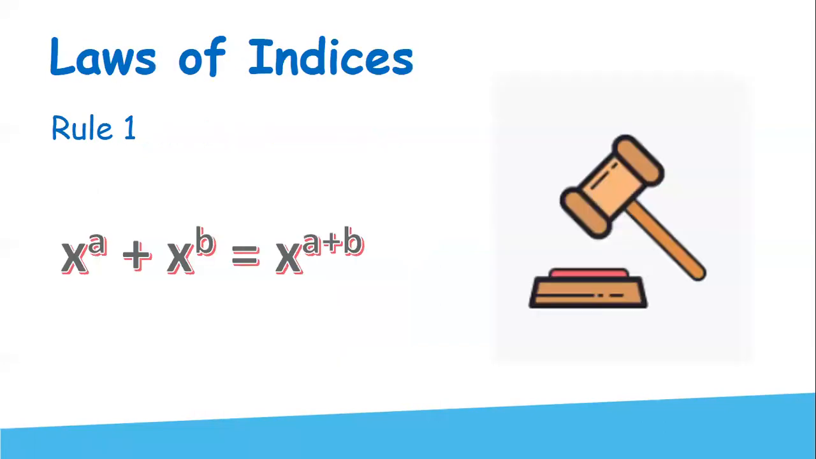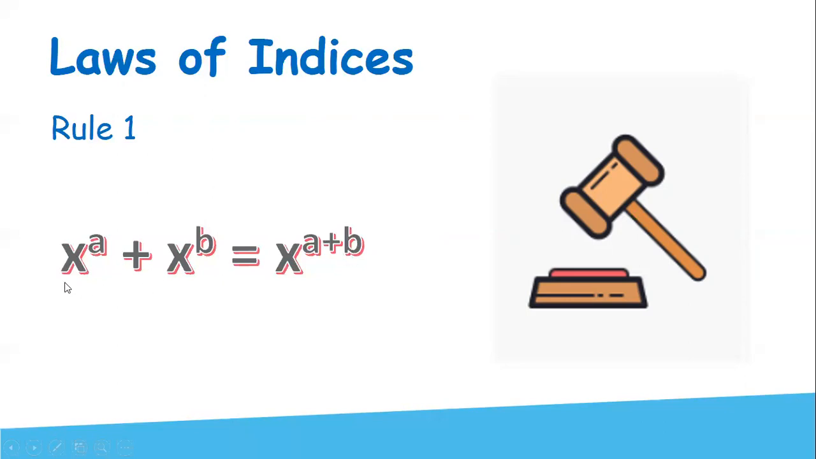Now, let's look at the laws of indices. There are about 6 laws of indices, but today we'll be looking at the first one, which is called the multiplication rule. The rule states that if you have x raised to power a times x raised to power b, then that will give you x raised to power a plus b.